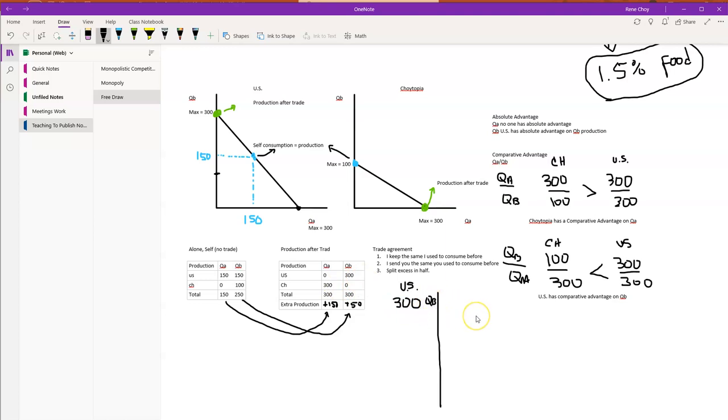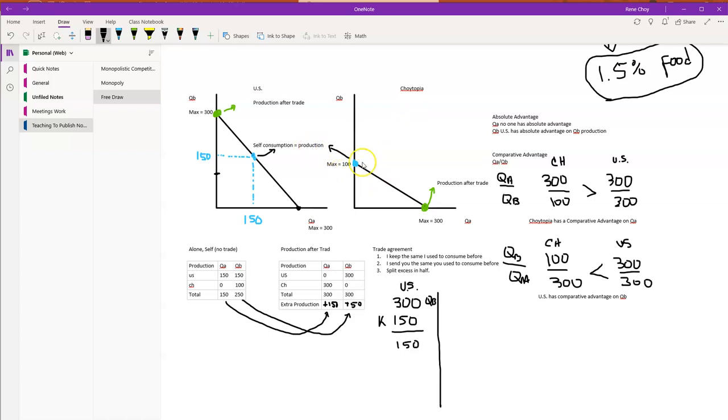All right, so let's execute our trade agreement. So one, the US is going to get to keep what they used to consume before. So let's put K for keep, and they're going to keep 150 because they used to eat that before. Right here, 150 QB. All right, now after you do the 150 for yourself, you still got 150 left.